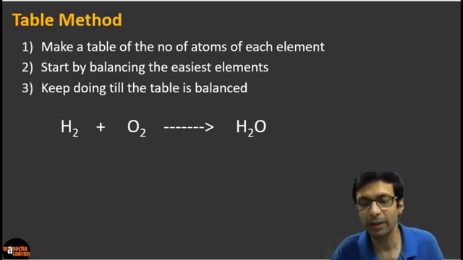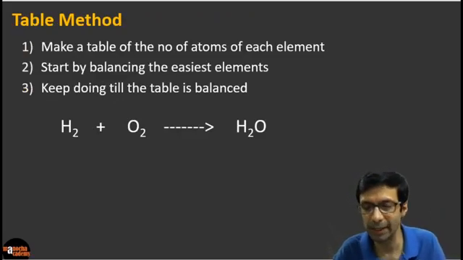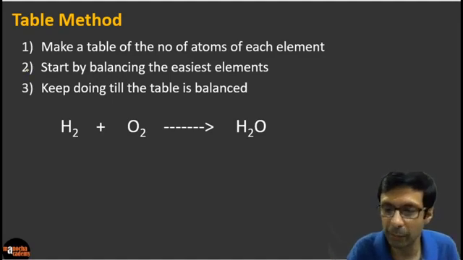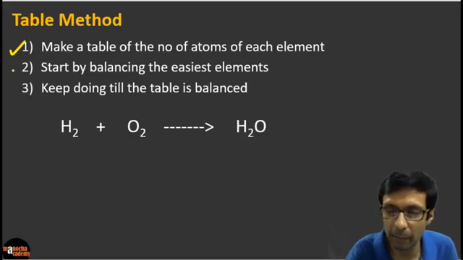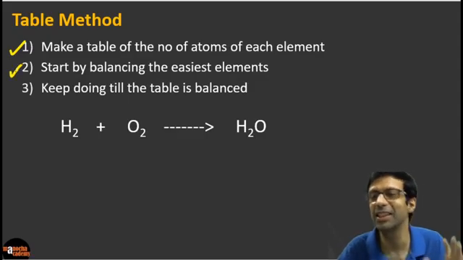So let's take a look at the table method. This is the most basic, simple method that we should know. So what is the first step? Make a table of the number of atoms of each element on the left and right hand side. Okay, so I'll show you with an example. And remember to start by balancing the easiest element.